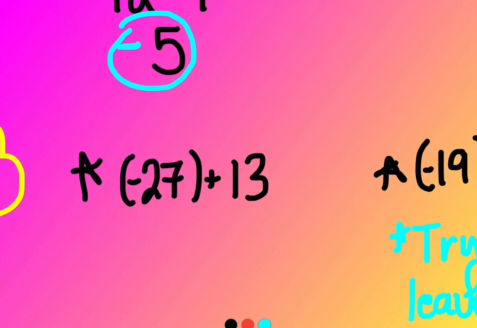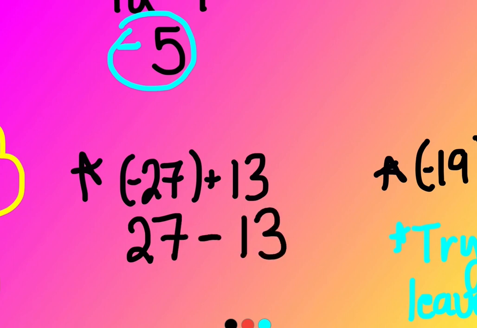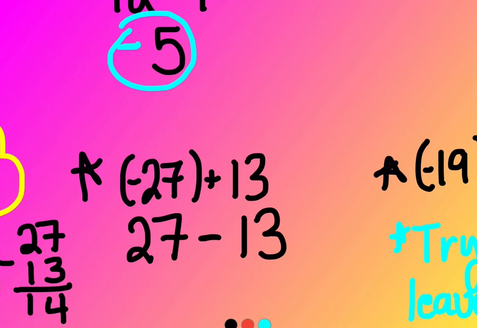-27 plus 13. Well, my 27 is my biggest number. My 13 is my smallest, and we're going to subtract those two. If you can do it in your head, that's great, but if you can't, remember you could always do it out to the side. 7 minus 3 is 4. 2 minus 1 is 1. So I get an answer of 14, and because this 27 was bigger and the sign was negative, my answer is -14.